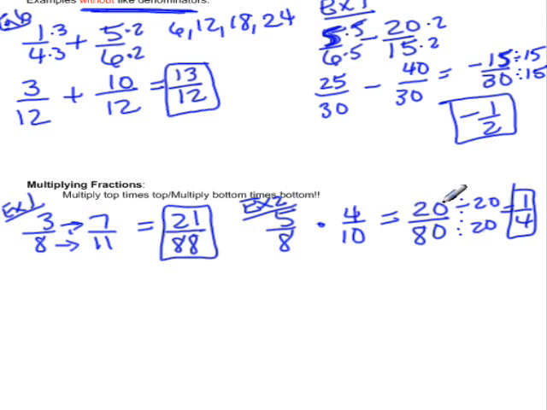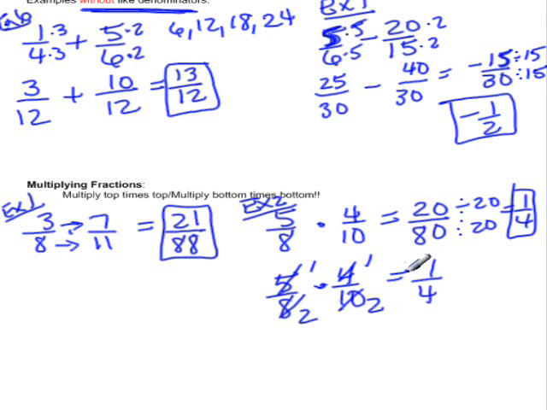Now, if you would rather do this, that's okay, but sometimes you'll get some really big numbers, so you might want to consider cross canceling. So if we rewrite this problem, you can also do this. 5 goes into 5 one time, 5 goes into 10 two times, 4 goes into 4 one time, 4 goes into 8 two times. So then you have 1 times 1 is 1, and 2 times 2 is 4, and it's already reduced to simplest form when you finish.